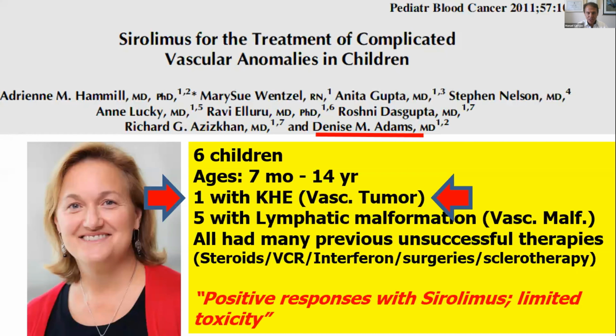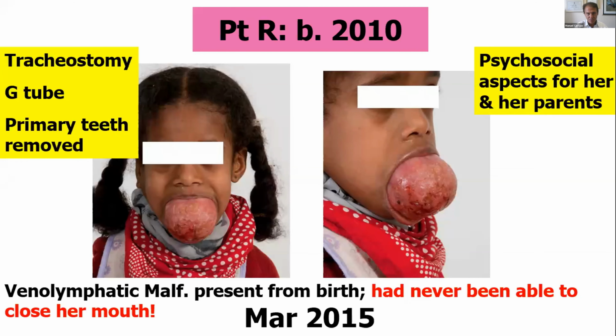But when I mentioned this paper that I just showed you, you should note that included in the 6 children were 5 with lymphatic malformations. And so when I saw this paper, I started thinking, I think I'm going to start getting a lot of patients referred to me for Sirolimus therapy for lymphatic malformations. And I actually asked the Vascular Malformation Clinic, how many patients do you follow here at Sick Kids? And they said something like, well, somewhere between 600 and 1,000 patients. And I thought, oh my God, I'm going to get a lot of patients. And I did. I started getting lots of patients.